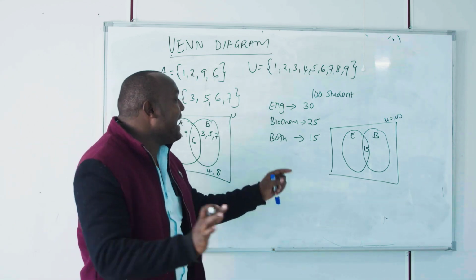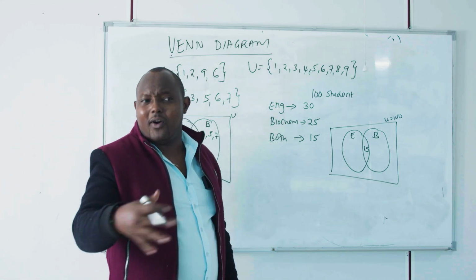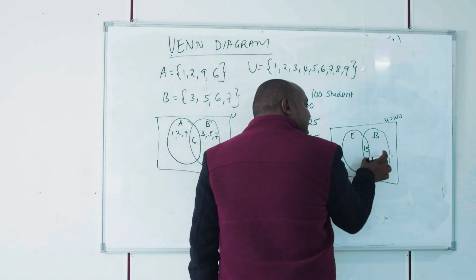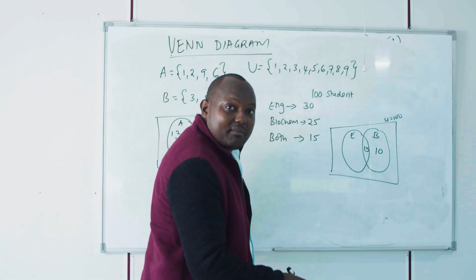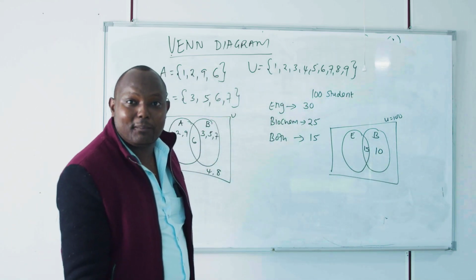Those who choose biochem, either both or anywhere, you find they are 25. So it means that biochem had 25. So here we put what? 10. Because in general, it had 25 students who chose biochem.